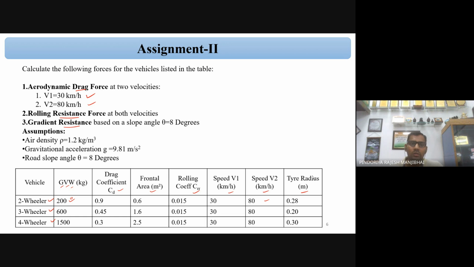Already three to four students submitted. I hope in the next few days you all will submit the assignment.